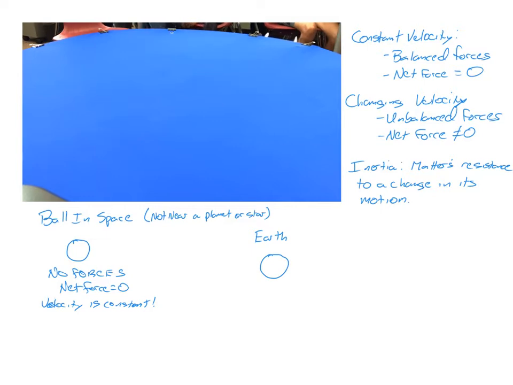Well, what causes something to turn? Force. Must be an unbalanced force. And where is that unbalanced force coming from? What do we call that force? Gravity. So we have that force of gravity acting on Earth. Now, why does Earth keep moving? It's inertia. Again, an object's resistance to a change in its motion. The Earth has velocity, but that velocity is constantly being changed because of the sun's gravity.